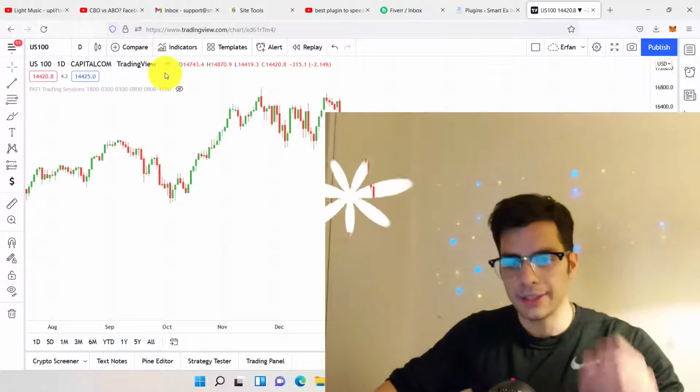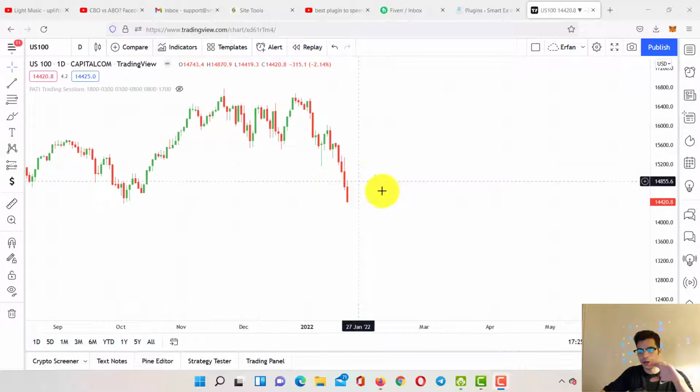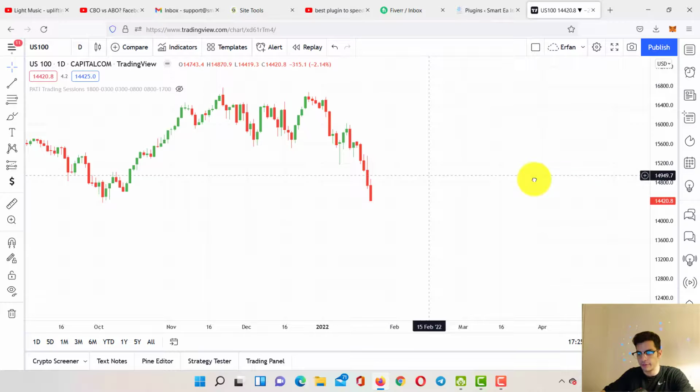So let's start with NAS100. I'm on a daily time frame. I don't trade on a daily time frame, guys. I'm a scalper. I wake up at a specific time and I trade on a 5 minutes time frame because I want to be in and out of the market in less than 30 minutes. But we're going to do the analysis on the daily time frame and 4-hour time frame.